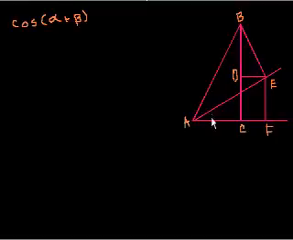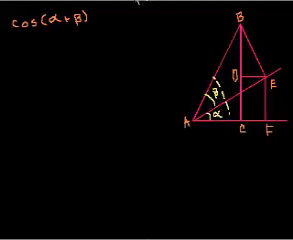So just like that last proof, let's say that this angle, now that color isn't bright enough, let's do yellow. Let's say that this angle right here is alpha, and this angle right here is beta. We want to know cosine of alpha plus beta. So alpha plus beta is this large angle right here. So what's the cosine of that?